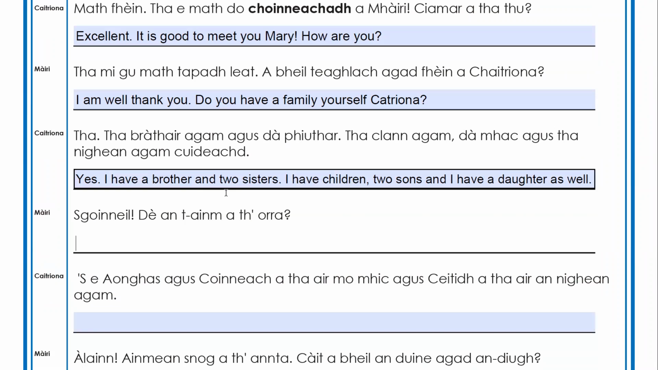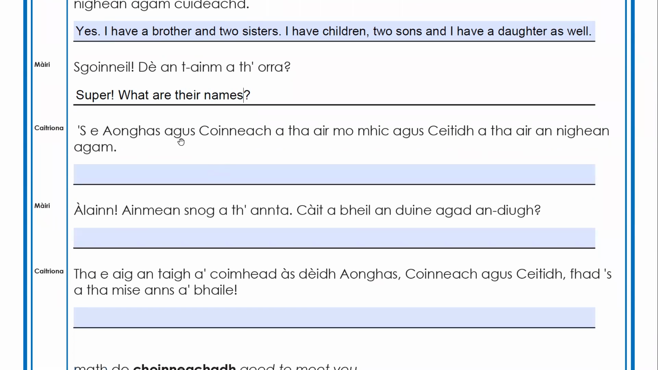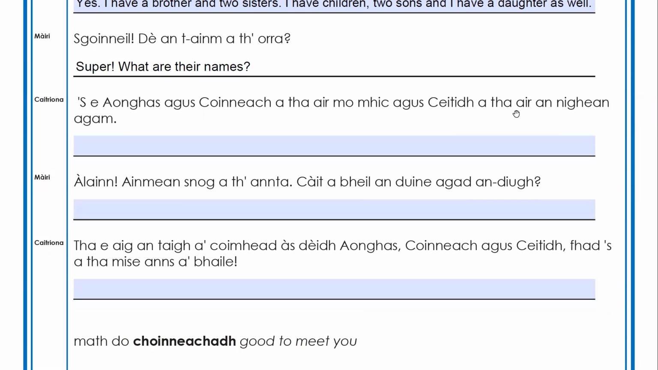Sgoinneil. Dè an t-ainm a th' orra? Super, excellent. What is their name? Or what are their names? Aonghas agus Coinneach an t-ainm a th' air mo mhic, agus Katie an t-ainm a th' air an nighean agam.